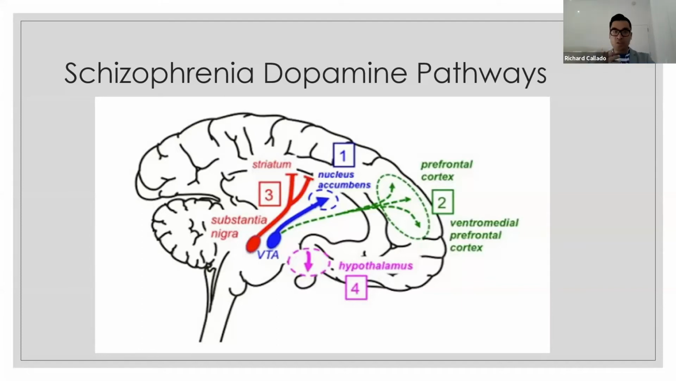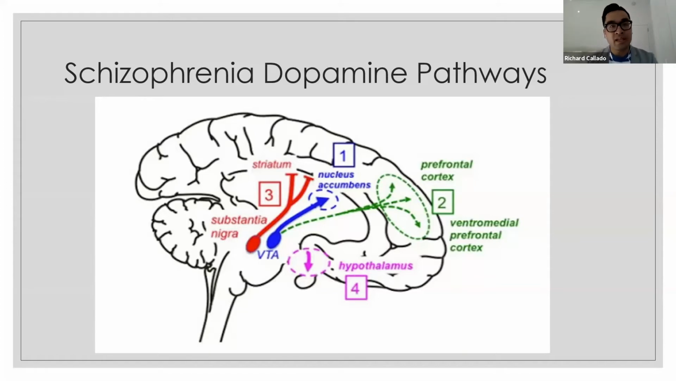So patients who have a substance use disorder, they tend to have a very active pathway in number 1. Right? So let's say you give them cocaine, the VTA is going to produce more dopamine. It's going to innervate that area, number 1, nucleus accumbens, right?